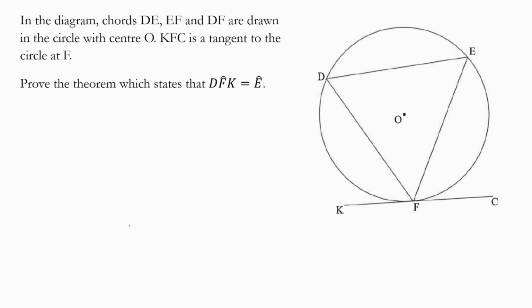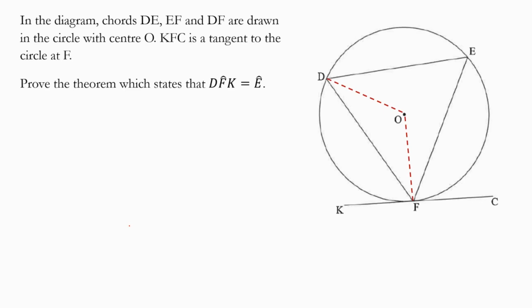Let's go to the second method. We're going to use the theorem which says the angle at the center is equal to 2 times the angle at the circumference. So we have to construct the radii. We have to construct OD and OF like that. That's the construction. That's another method.